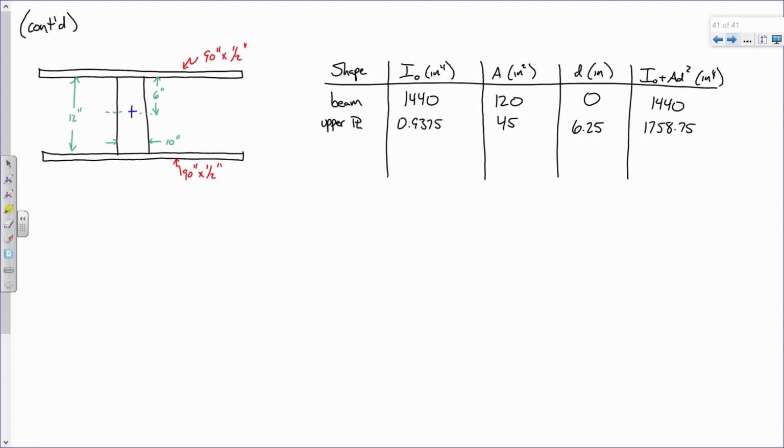Okay, all right. Now what about the lower plate? Well, everything entry-wise is going to be the same except for our D value. If we're going from the center to the top plate, that's positive 6.25, and this is negative 6.25. However, that doesn't really matter because we're taking I plus AD squared, so whether you have positive or negative D values, it doesn't matter. You're still going to get 1758.75. So that's not going to cause an issue. Sound good?